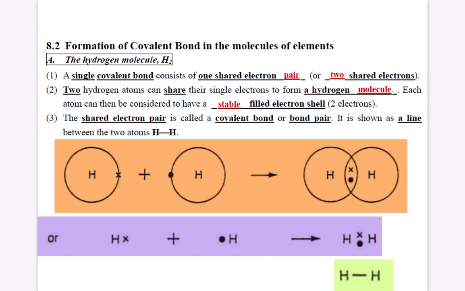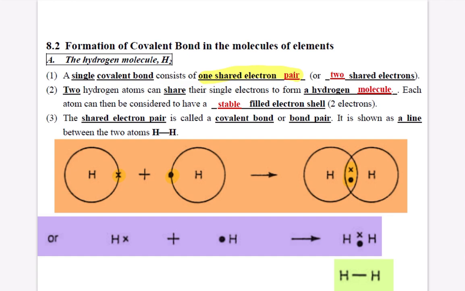So first of all, one share electron pair. What is one share electron pair? This is the share electron pair, because this hydrogen gives 1 electron out and this one gives 1 electron out, and they share between them. So they are called share electron pair. This is a pair, okay? Share electron pair.